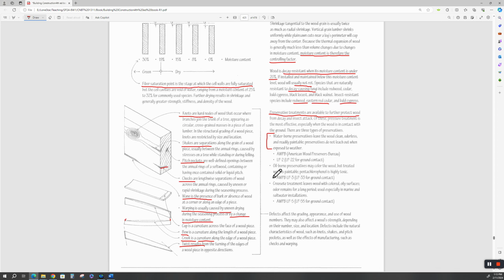Oil-borne preservatives. And this is where the EPA gets kind of freaked out. May color the wood, but treated wood is paintable. Now, pentachlorophenol is highly toxic. This is penta-treated. They used to sell this for ranches and farms a lot. It was called penta. I just got that from the first part of it. Pentachlorophenol is very highly toxic.